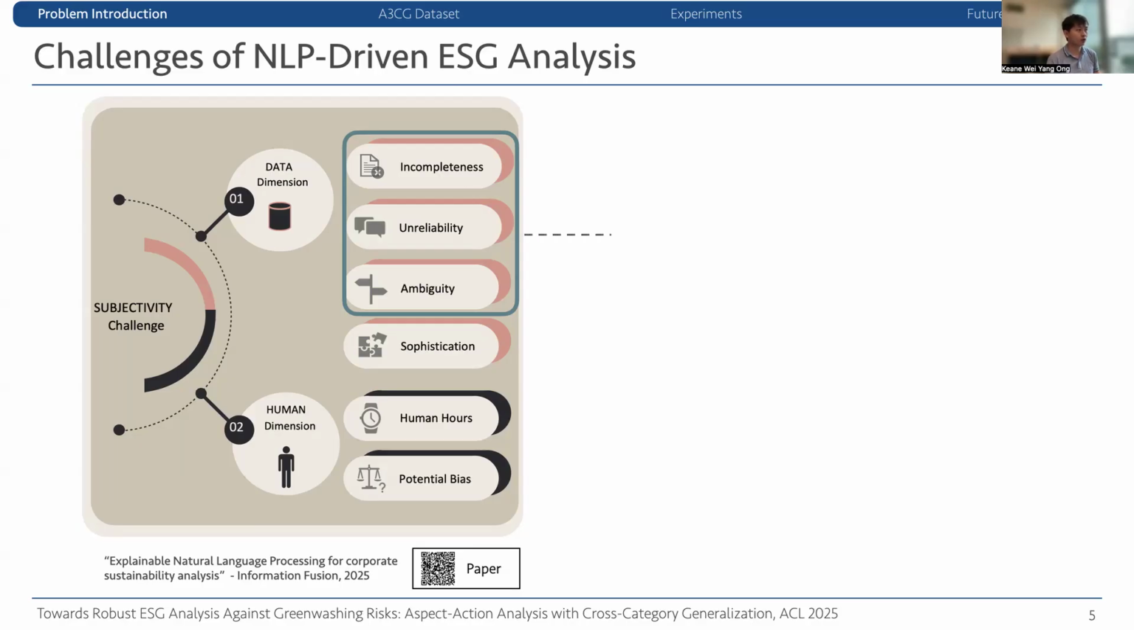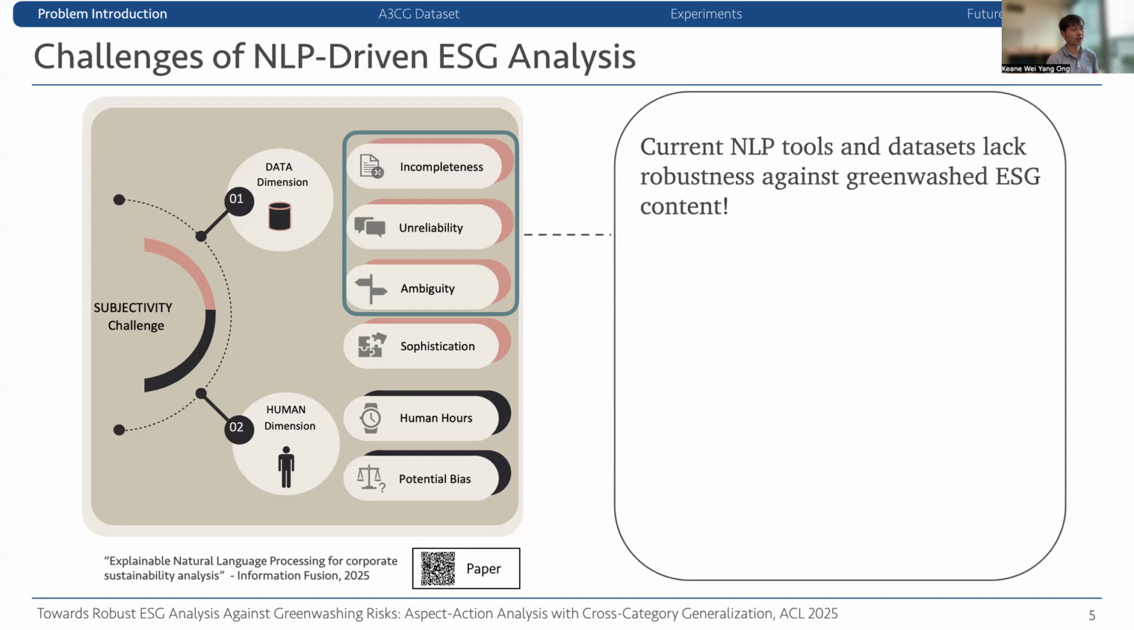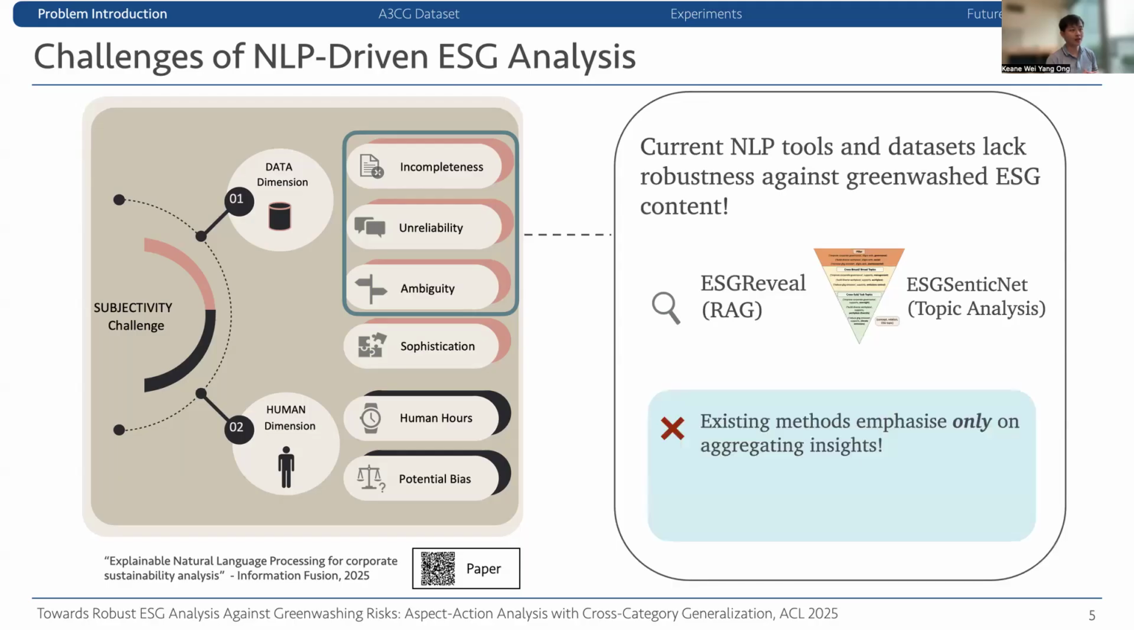But the crucial insight is that while a lot of these existing NLP tools have focused on automating some of the insights, they have lacked robustness against some of these greenwashing-associated challenges in terms of ESG content. Just a few examples, ESG Scenting Net as well as ESG Reveal, they frequently emphasize aggregating very broad insights with retrieval augmented generation or just topic analysis. But it doesn't really deal with the credibility of the claims within some of these specific sustainability reports. And where we would like to come in with this data set is to explicitly address the credibility of claims by offering a new data set which addresses robustness against some of these greenwashed content.